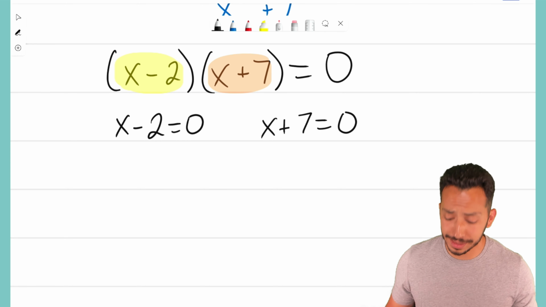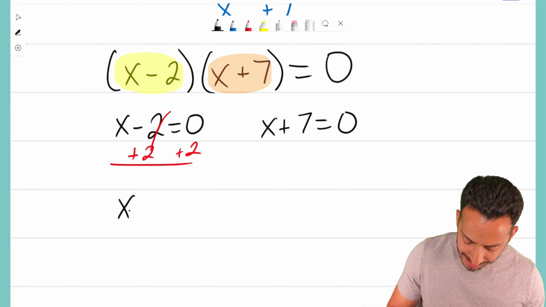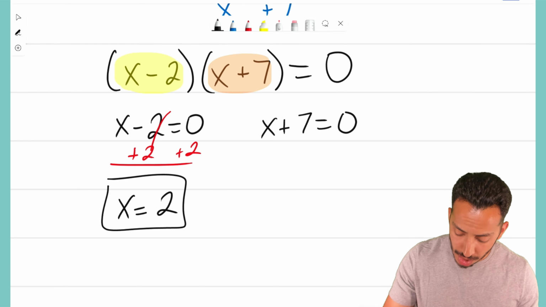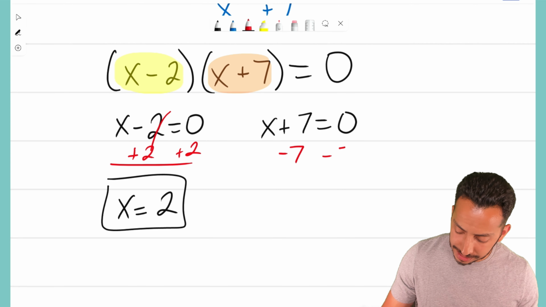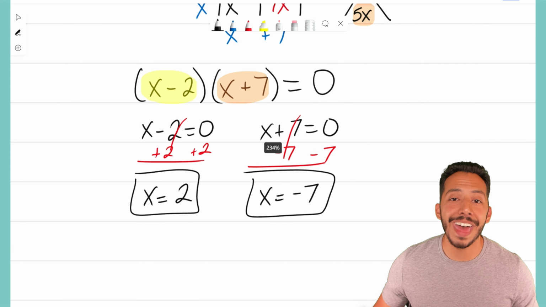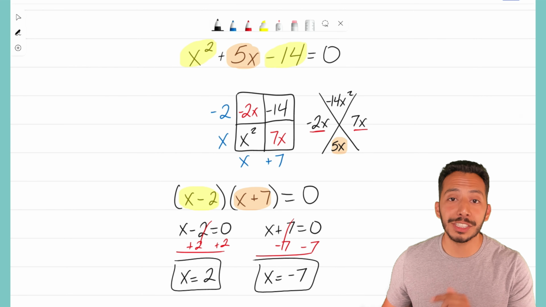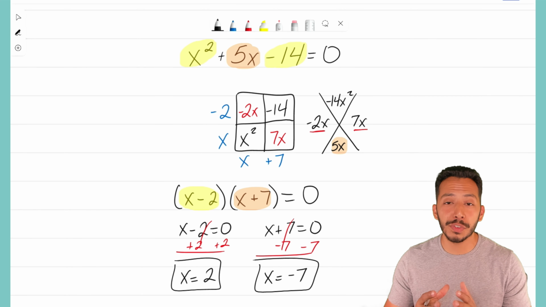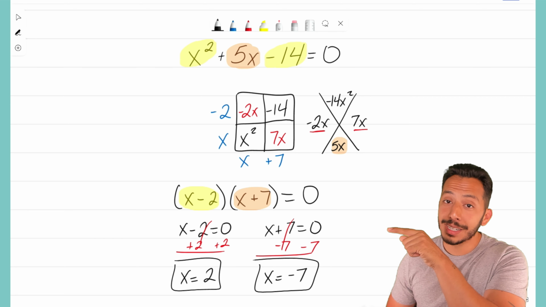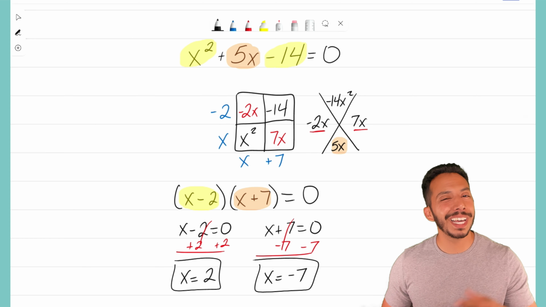And now we just solve for x. To solve the left side, I'm going to add 2 on both sides, and we end up with x equaling positive 2. That is one root of our quadratic. For the next one, we're going to subtract 7 on both sides, and we end up with x equaling negative 7. That is how you use the zero product property once you have factored the quadratic. I hope that's starting to make sense for you. The first thing we have to do is take that quadratic and factor it. After we do that, the zero product property really isn't that bad. It's that math magician, and I'll see you on the next video.